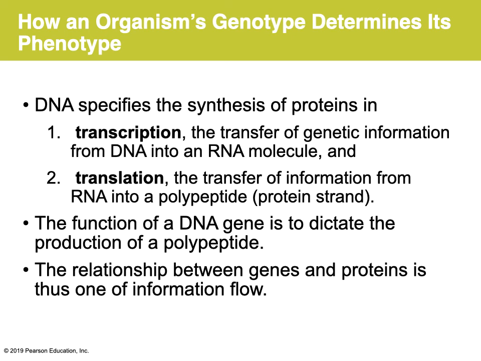The function of a DNA gene is to dictate producing polypeptides. And so this business of genes and proteins really is one of information flow. So when you hear that phrase, the central dogma, what they're talking about is the flow of information from DNA to RNA to protein.